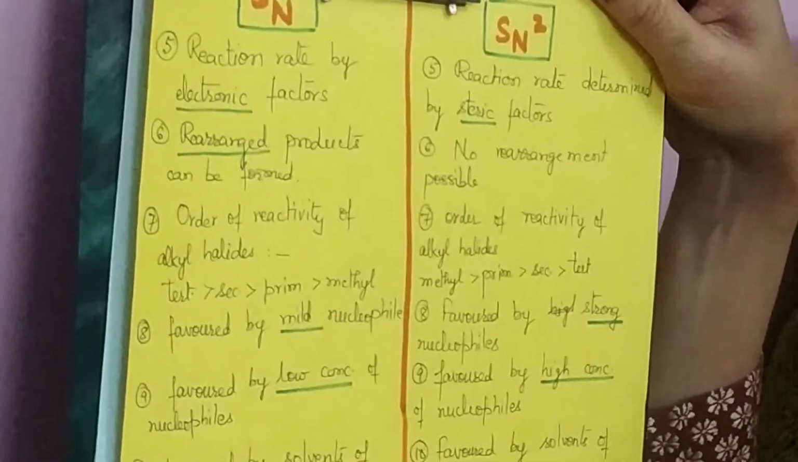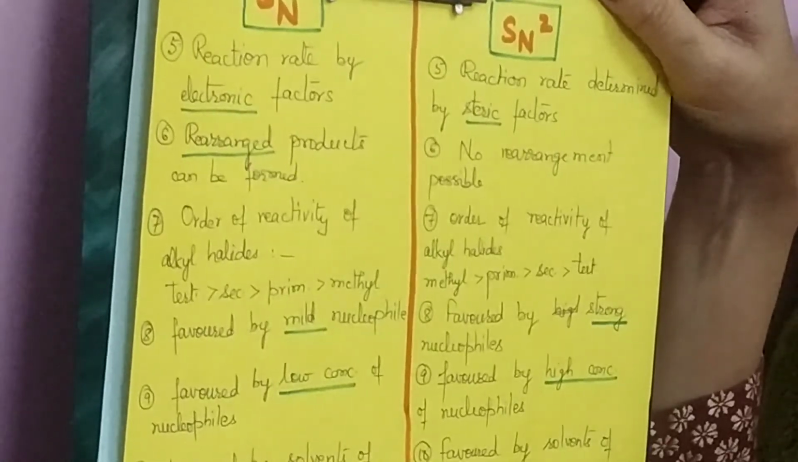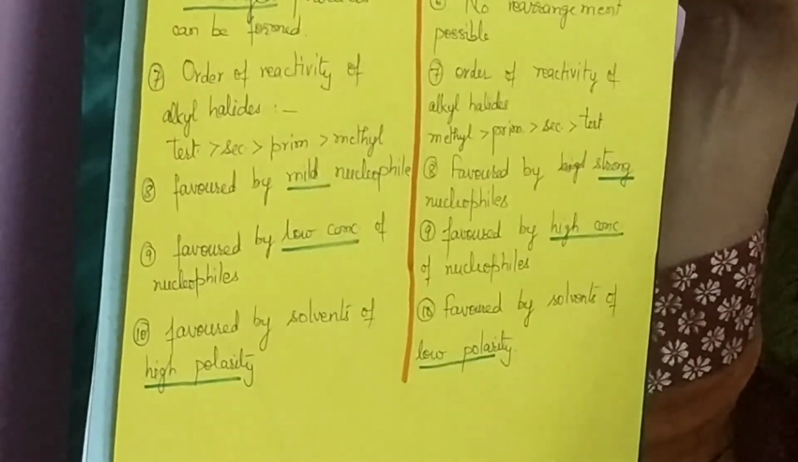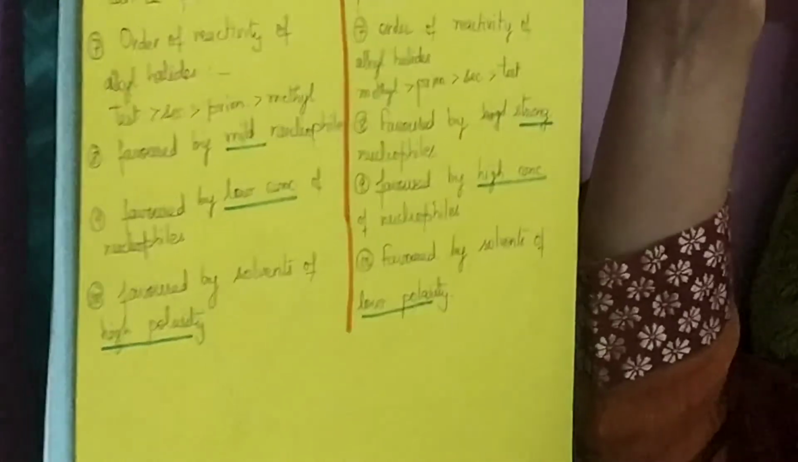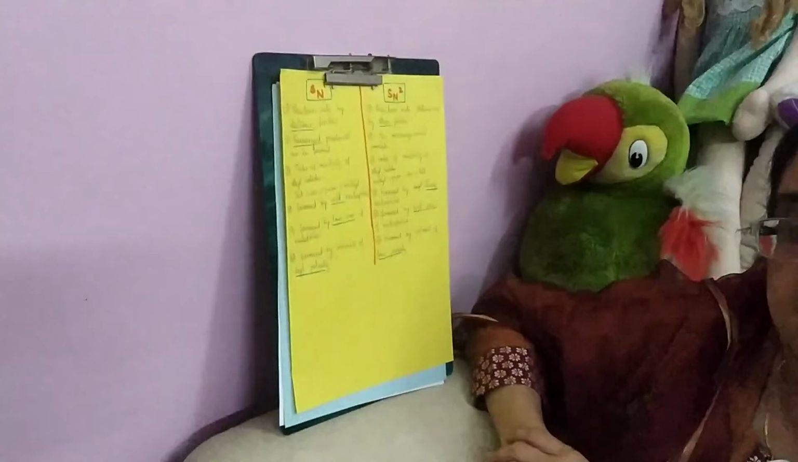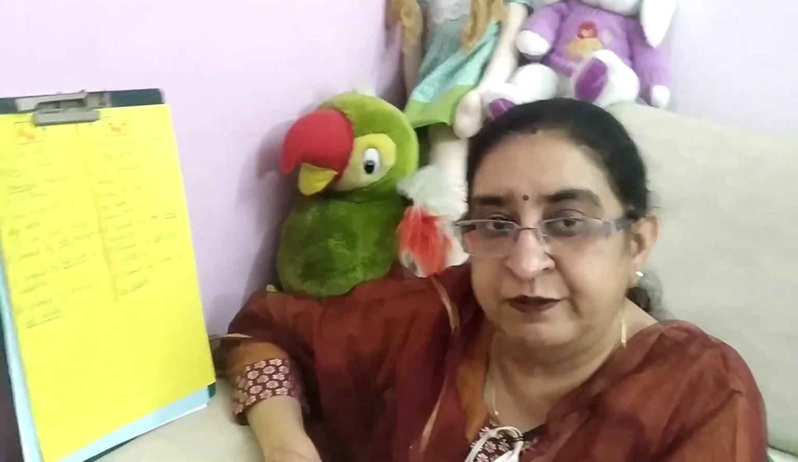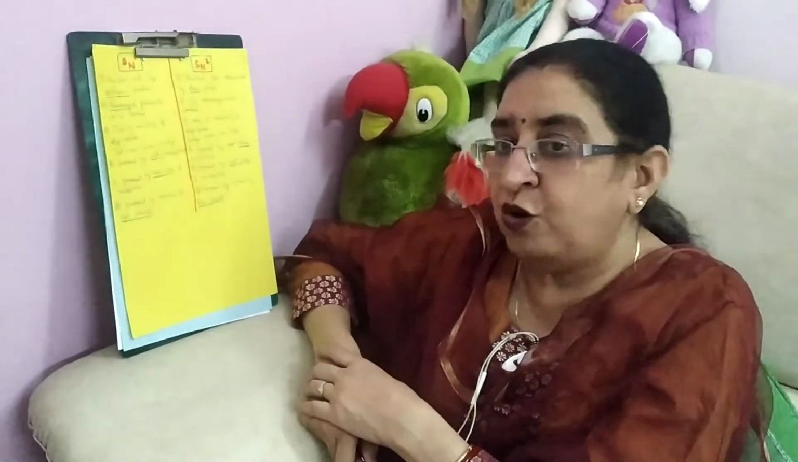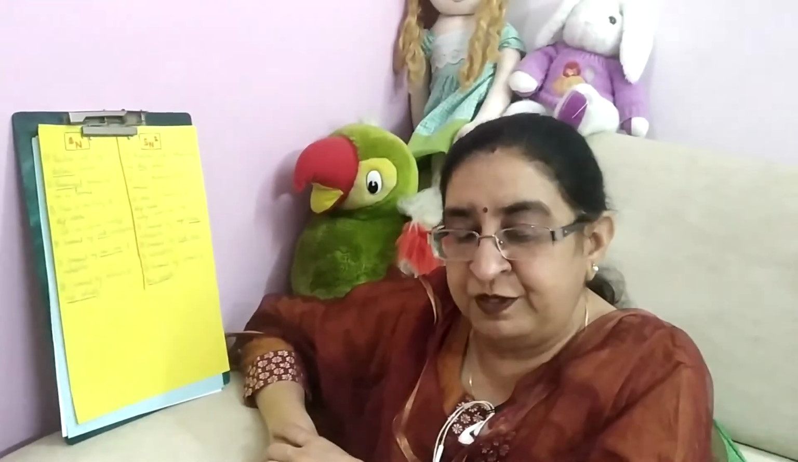And the last point is that SN1 reactions are favored by solvents of high polarity. SN2 reactions are favored by the solvents of low polarity. Actually, I must tell you that in the case of nucleophilic substitution reactions, the polarity of the solvent, that is the nature of the solvent, is a big factor. So that must be kept in mind, which kind of solvent you are using, whether the reaction will show SN1 mechanism or SN2 mechanism. So that's all for this chapter.